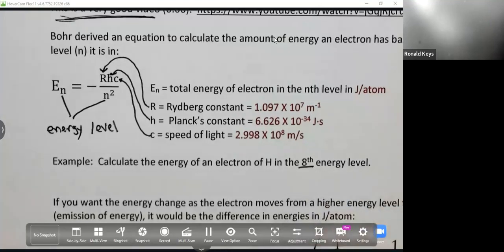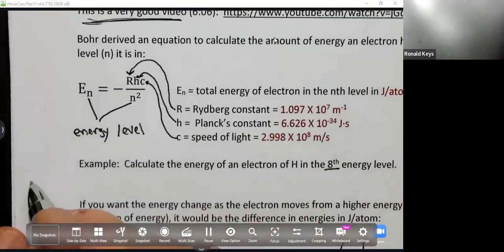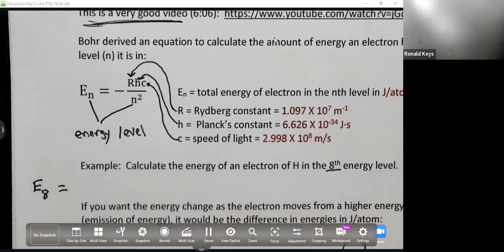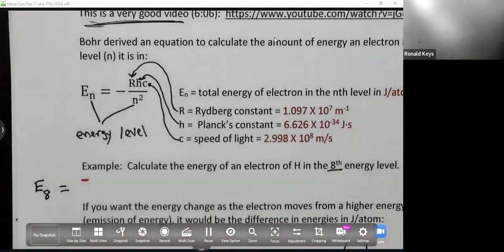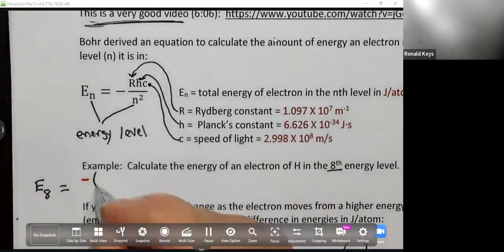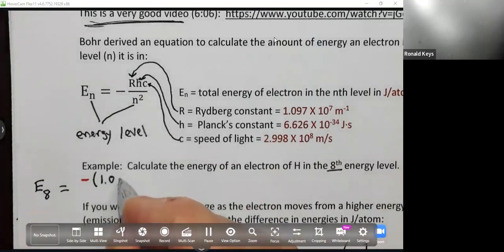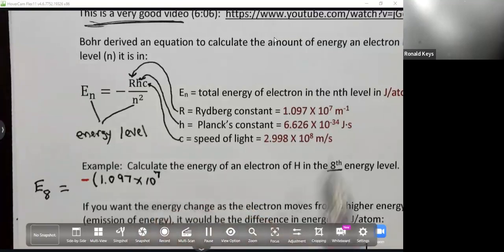We're at energy level 8. So I'm going to go way over here. I'm going to put in E8 here. We're doing energy level 8. That's equal to minus, notice there's a minus sign. It doesn't matter where we put it. We can put it right here in the numerator. We've got Rydberg's constant, 1.097 times 10 to the 7.